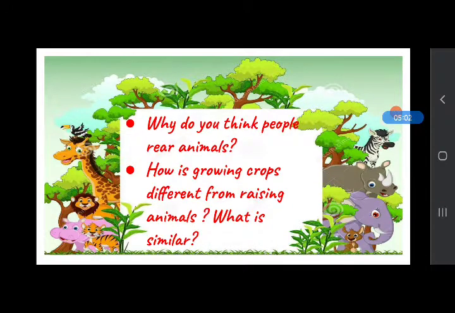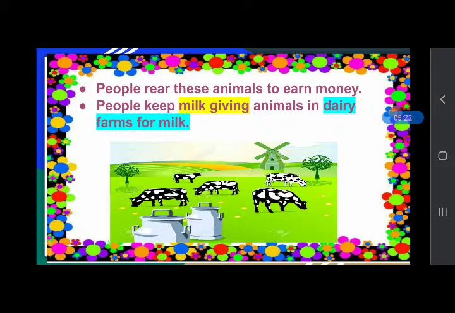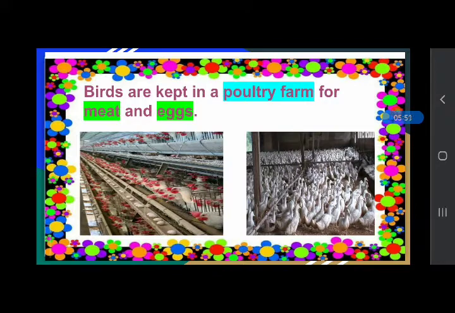Next questions. Why do you think people rear animals? How is growing crops different from raising animals, and what is similar? So people rear these animals to earn money. People keep milk-giving animals in dairy farms for milk. Milk-giving animals like goat, cow, buffalo are kept in a dairy farm for milk. And we make different products from milk, and we can sell them in the market and can earn money. And people keep birds in a poultry farm to sell eggs and meat. Where egg-giving animals are kept is called a poultry farm.